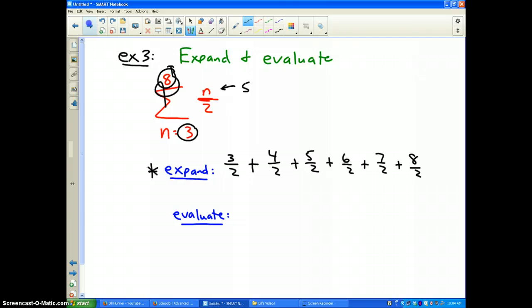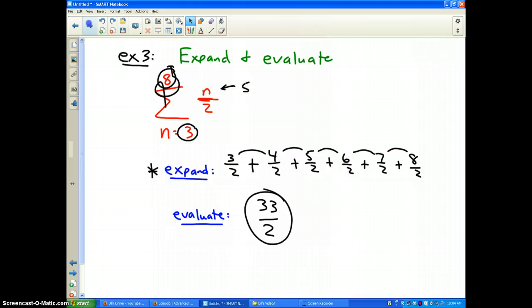Now to evaluate, all I do is add them all together. Well, they all have a common denominator of 2. Now I'll just add the tops. 3 plus 4 is 7, plus 5 is 12, plus 6 is 18, plus 7 is 25, plus 8 would be 33 halves. That would be the answer when I expand and evaluate this summation notation.